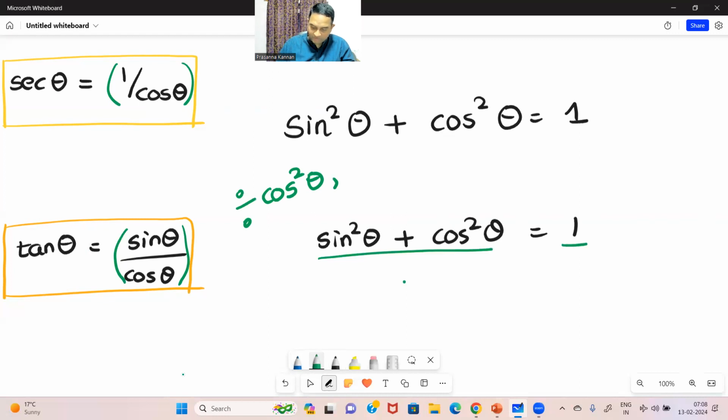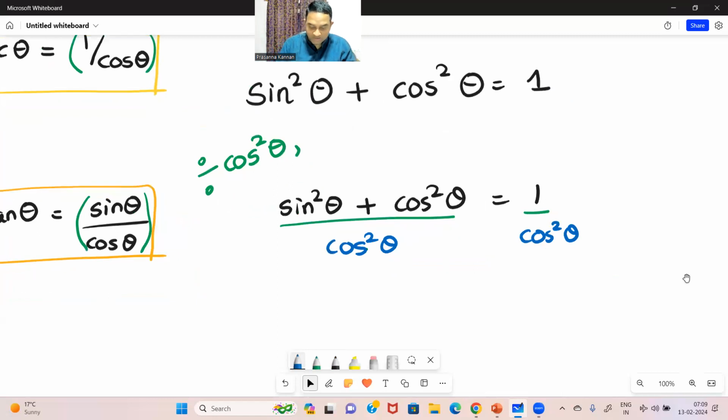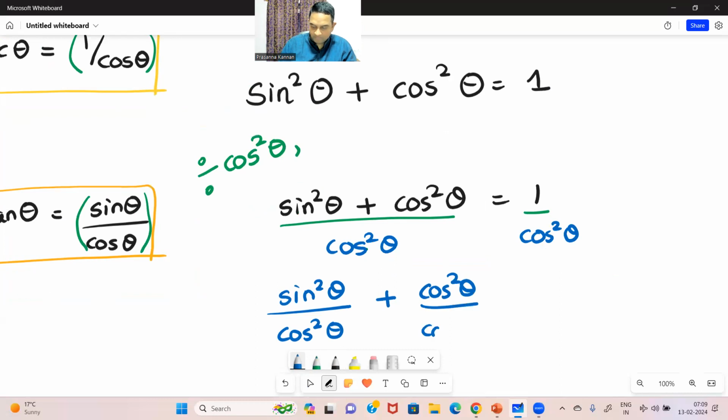What am I going to divide both sides with? Cos square. Got it? When I do that, what will happen? This I can split. I can write it as sine square theta divided by cos square theta plus cos square theta divided by cos square theta is equal to 1 divided by cos square theta. Now you have to recall that cos square theta and cos square theta will cancel, and you will get 1, correct?